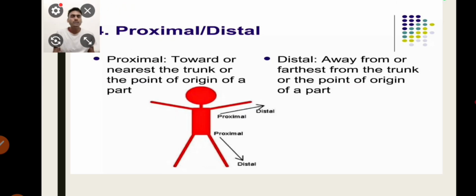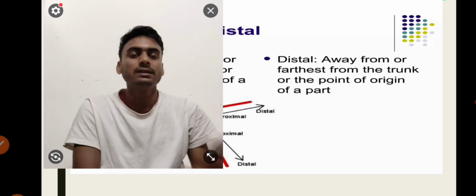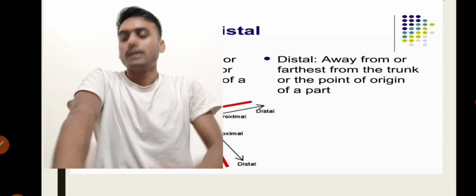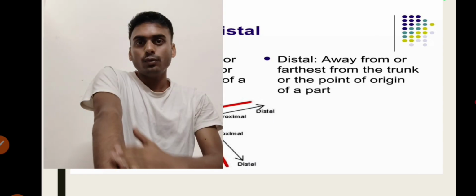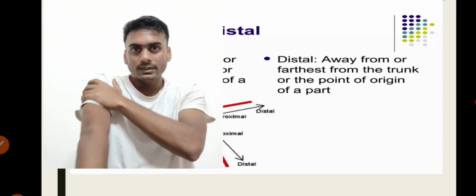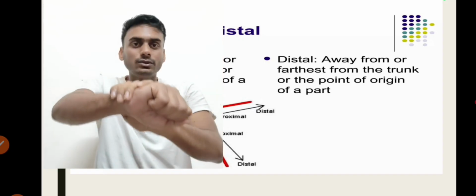The next part is proximal and distal. Proximal means towards or nearest the trunk or the point of origin of the part. Distal means away from or farthest from the trunk or the point of origin of the part. You can easily understand what is proximal and what is distal. Suppose this is your upper extremity and this is your trunk. If you move like this, this is nearby your trunk, right? So this is your proximal part, and this is your distal part.